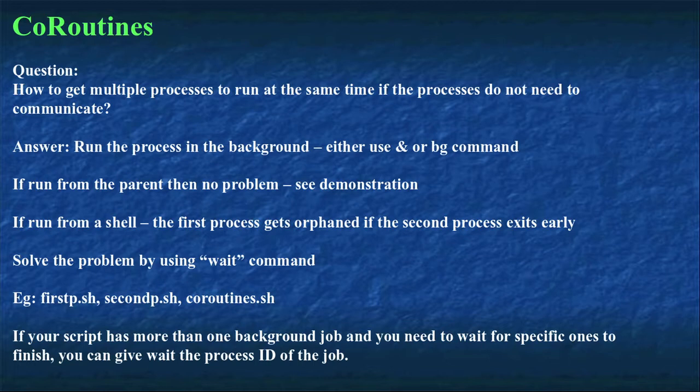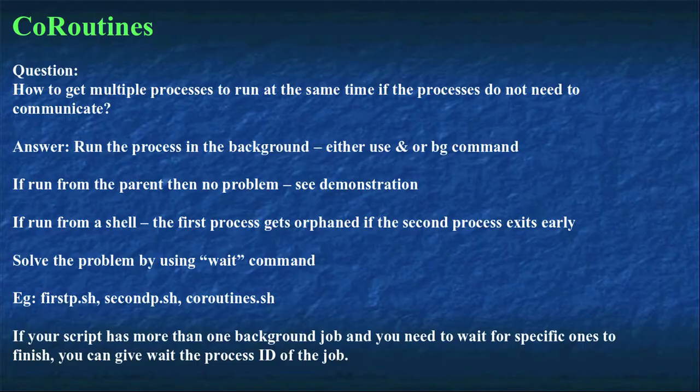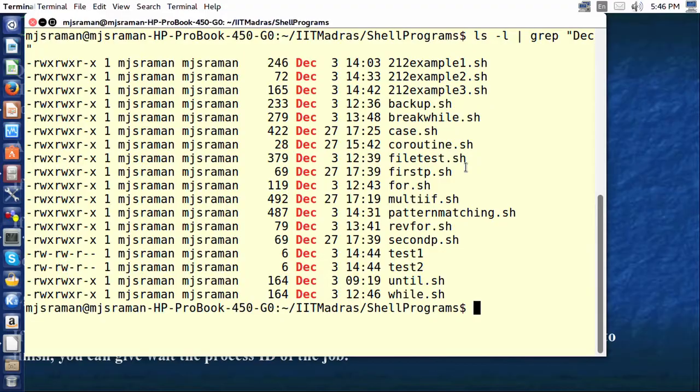So, for that we can run the processes in the background, and for this you can either use the ampersand symbol or the bg command. There are two ways. You just run the program, then press control-Z to make the process go to sleep, and then you type the bg command, and the currently executing process goes to the background, and you can start typing new commands.